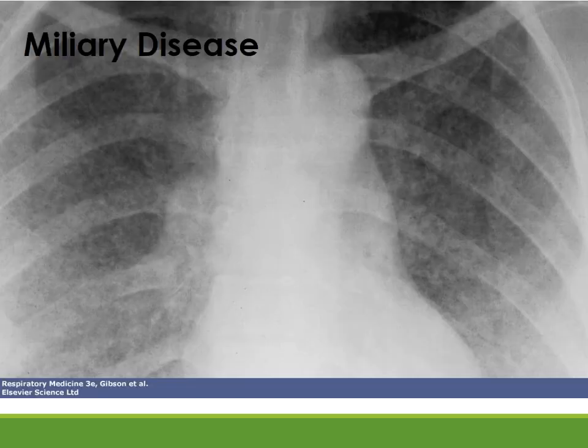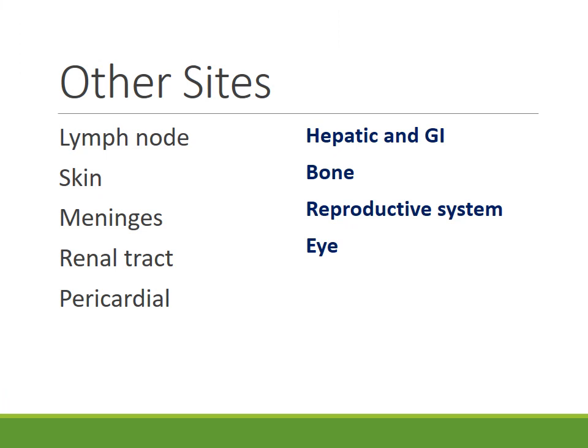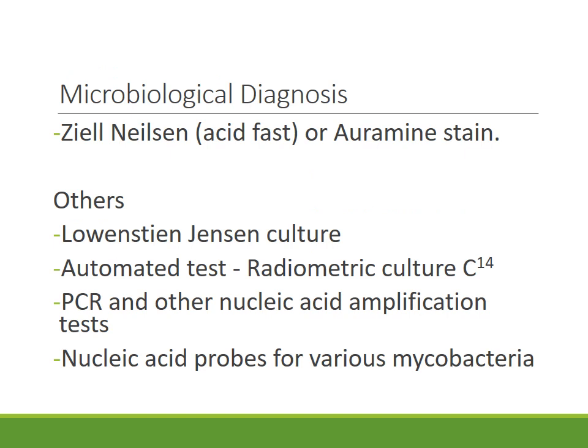Other sites include node, skin, meninges, renal tract, pericardial, hepatic and GI, bone, reproductive system, eye. Microbiological diagnosis: Ziehl-Neelsen acid-fast or auramine stain. Others include Lowenstein-Jensen culture, automated test radiometric culture C14, PCR and other nucleic acid amplification tests. Nucleic acid probes for various mycobacteria.